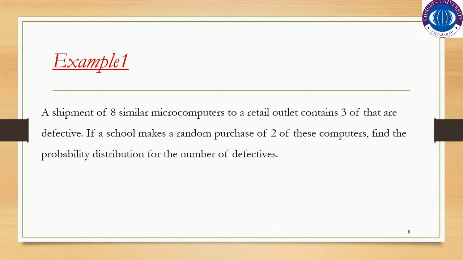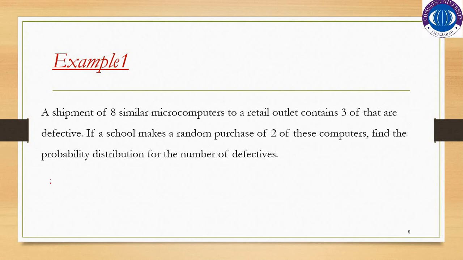Example: a shipment of 8 similar microcomputers to a retail outlet contains 3 that are defective. If a school makes a random purchase of 2 of these computers, find the probability distribution for the number of defectives. As you can see, this is the case of a discrete random variable. As there is mentioned, number of defectives, you can count the number of defectives. They are not measurable, they are countable.